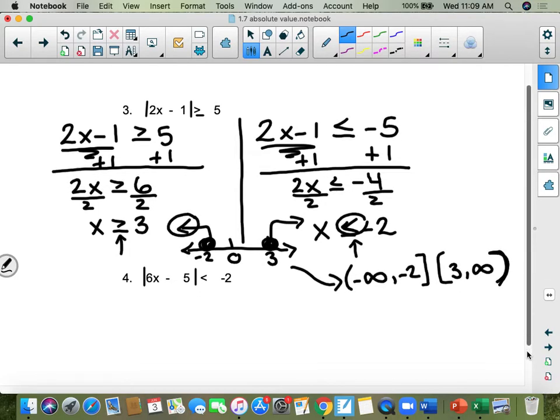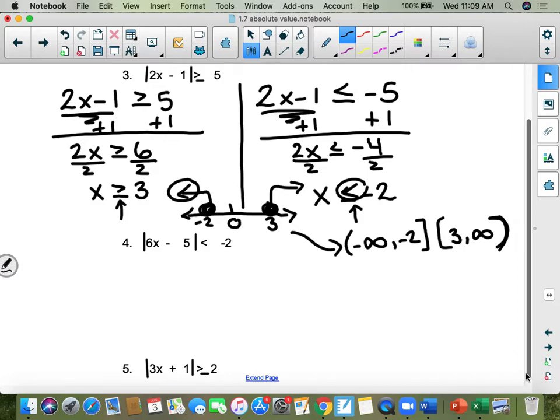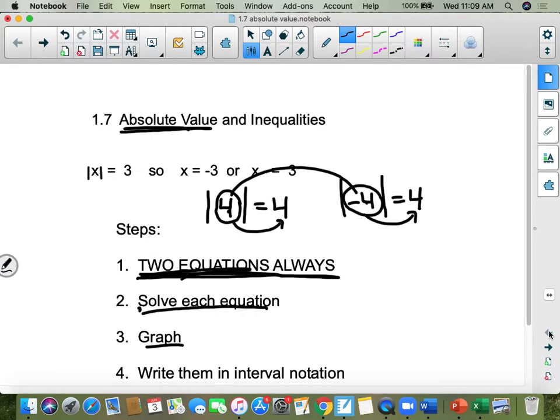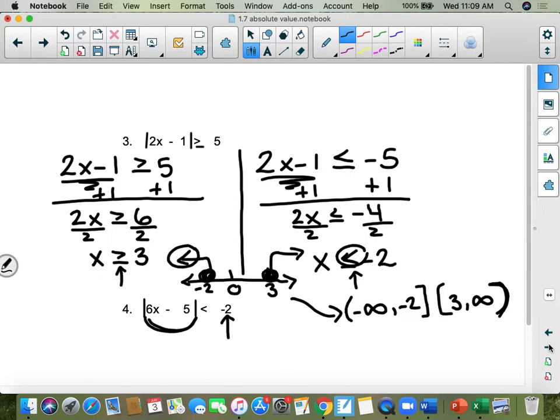Number 4, I don't know if I gave you one like this, but notice that there's an absolute value, and then there's a negative number over there. Whenever you take the absolute value, you're supposed to come up with a positive number. Everybody see that? A positive number. They might try to trick you on the ACT. If you see a negative number over here, you don't even have to do the problem. It's a no solution. You cannot take the absolute value of something and get a negative. So that's a no solution.